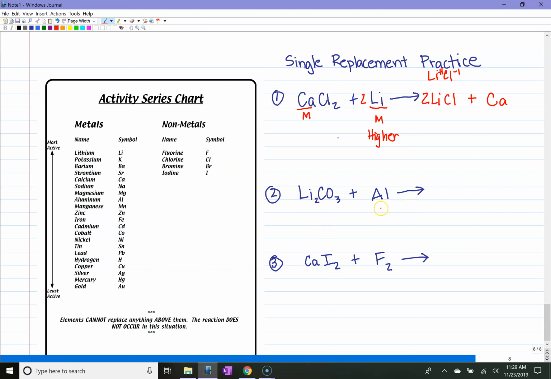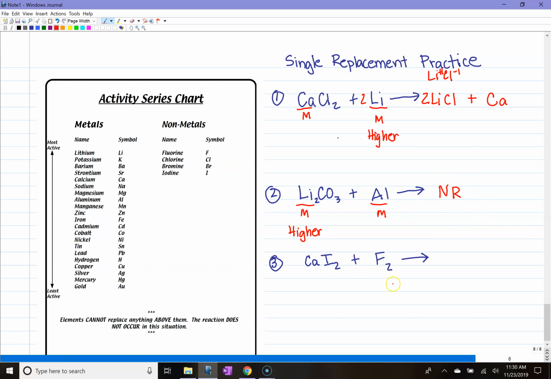In the next problem, lithium carbonate plus aluminum. I'm going to look, aluminum's a metal, so I'm going to find the metal. Lithium is in the compound, and lithium is the higher element on the activity series. So that means that we're going to have no reaction.